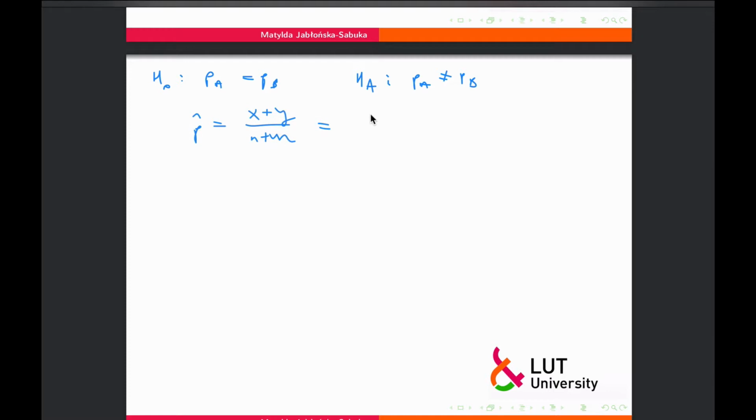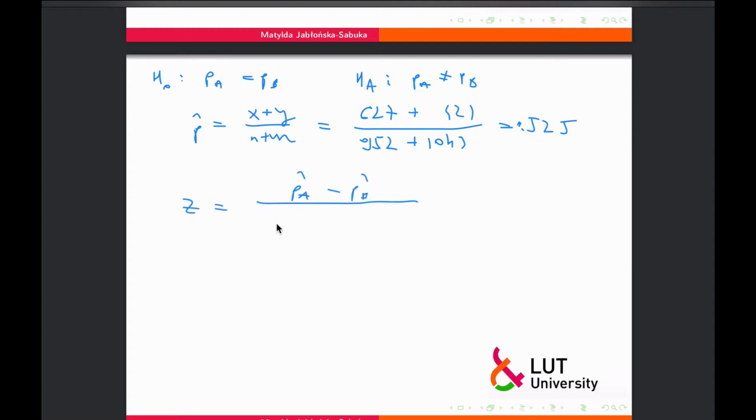In our case, when we put in the numbers, 627 plus 421 divided by 952 plus 1043, this gives us 0.525. Now the test statistic was the difference between the individual proportions divided by that pooled estimate standard error. So we had p, 1 minus p, and times 1 over n plus 1 over m. So there is no magic in here other than putting in the numbers, and the result here is 11.39.